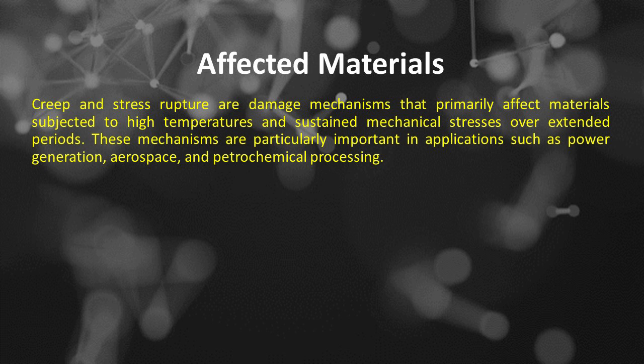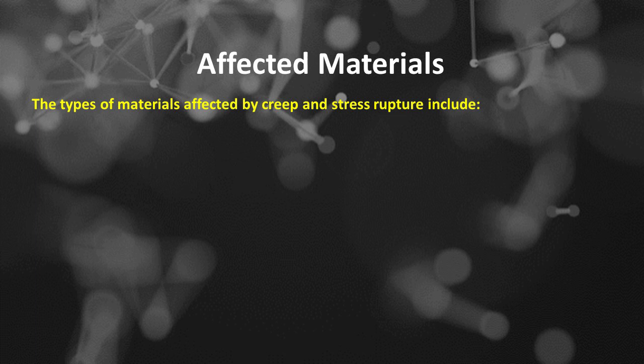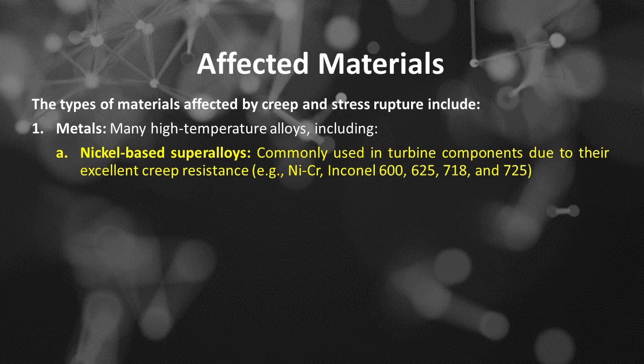These mechanisms are particularly important in applications such as power generation, aerospace, and petrochemical processing. The types of materials affected by creep and stress rupture include: Number 1, metals. Many high-temperature alloys, including the first of metals with high-temperature alloys, nickel-based superalloys, commonly used in turbine components due to their excellent creep resistance, such as NiCr, Inconel 600, 625, 718, and 725.